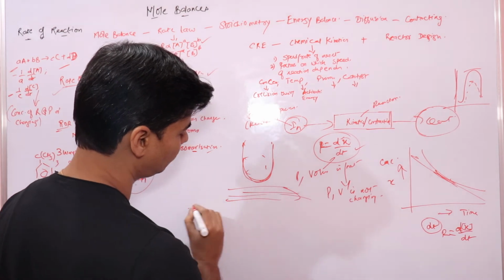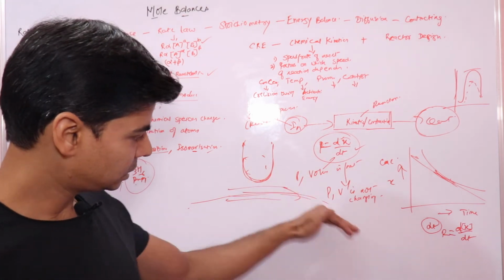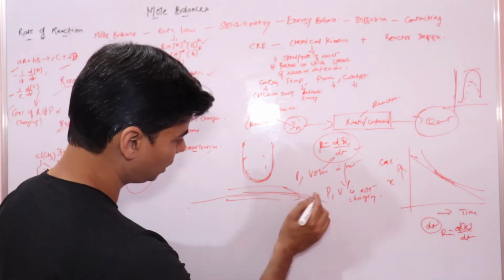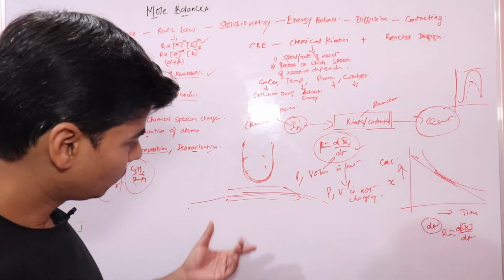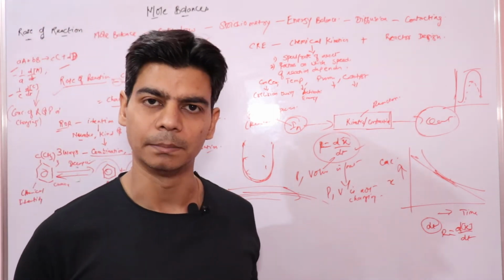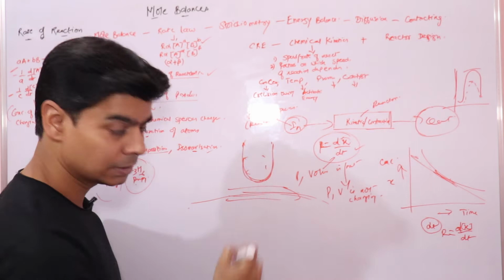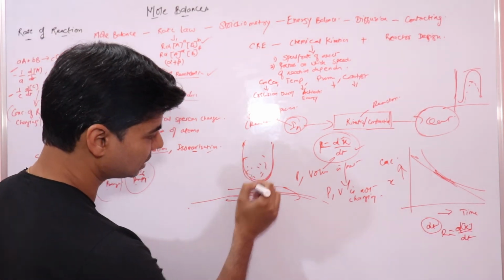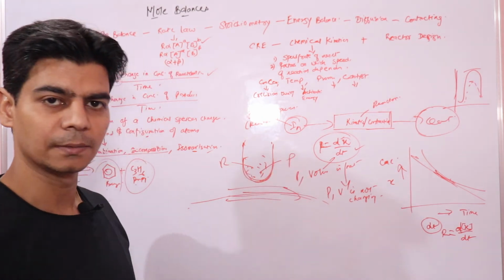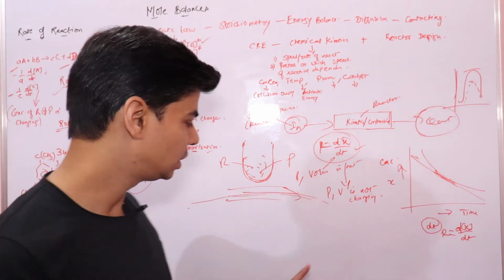When I talk about continuous flow, the reactants are continuously flowing in and the product is coming out from the other end. In this tank, where the reaction is taking place, the concentration of reactant and the concentration of product is changing. But in continuous flow, the concentration of reactant or product is not continuously changing.